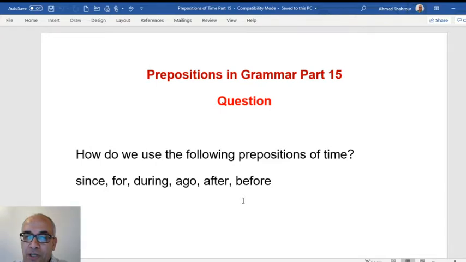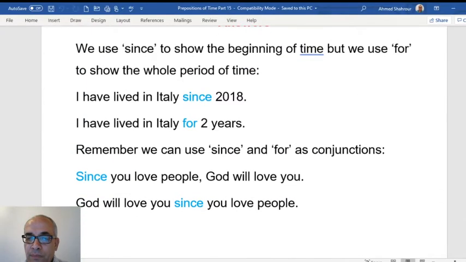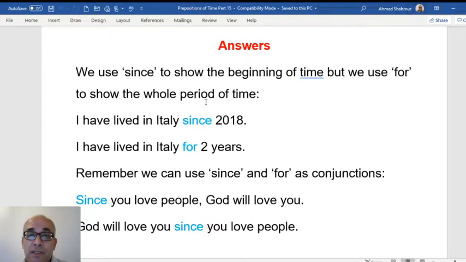The question for this lesson is, how do we use the following prepositions of time? Since, for, during, ago, after, and before. We use since to show the beginning of time, but we use for to show the whole period of time.